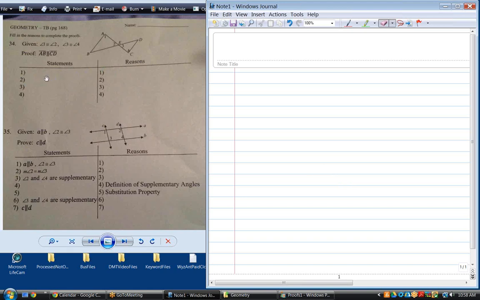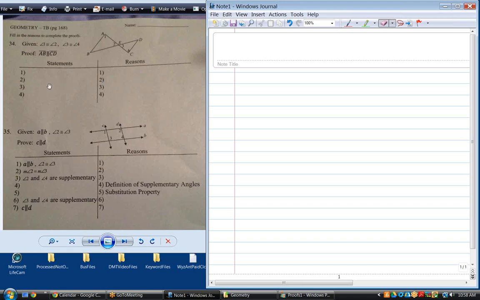Statement 2, considering this proof on 35, we have to make a similar analogy. In other words, they had to actually write a separate statement that said the measurement of angle 2 is equal to the measurement of angle 3. So that probably should be my number 2. And that would be the measurement of 1 is equal to the measurement of 2, and the measurement of 3 is equal to the measurement of 4. And then the reason for that is definition of congruency.